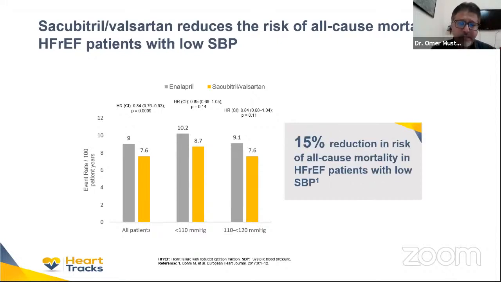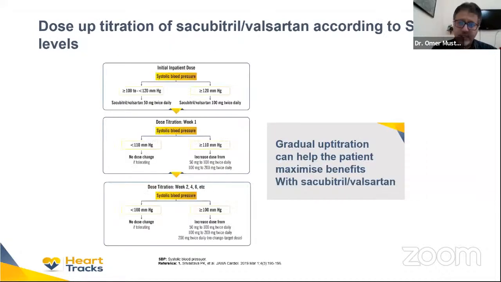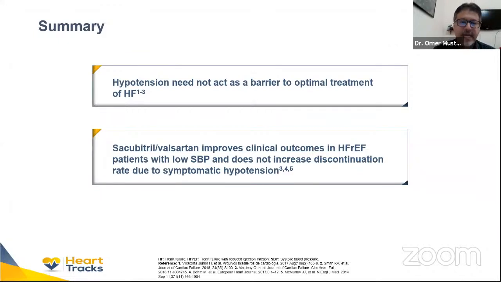So, lower BP, not to worry. See for signs and symptoms, and then taper the medicines which you think can cause lower BP. Also, how to optimize therapy: I've told this to you before, gradual up-titration, which will lead to more continuation and fewer discontinuations. So just to summarize all that I've discussed, hypotension need not act as a barrier to optimal treatment of heart failure. Sacubitril/valsartan improves clinical outcomes in heart failure with reduced ejection fraction in patients with low systolic BP and does not increase the discontinuation rate due to symptomatic hypotension.